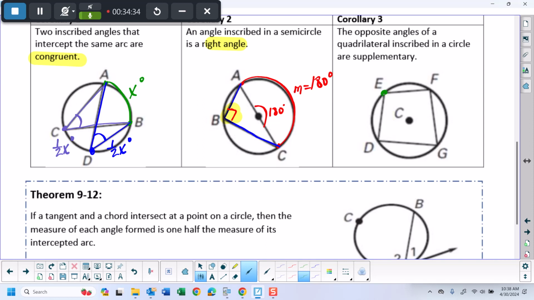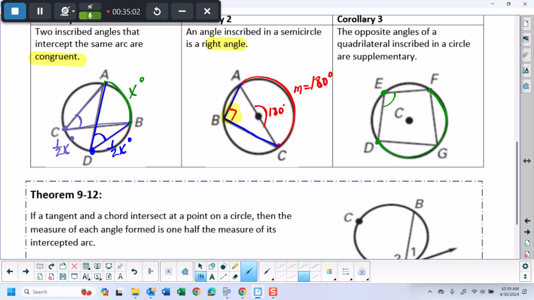So each of those vertices sits on the circle. You okay with that? So this green arc, this green central angle comes from this intercepted arc. Are you okay with that? So this angle E is created from this arc. Do you see that?